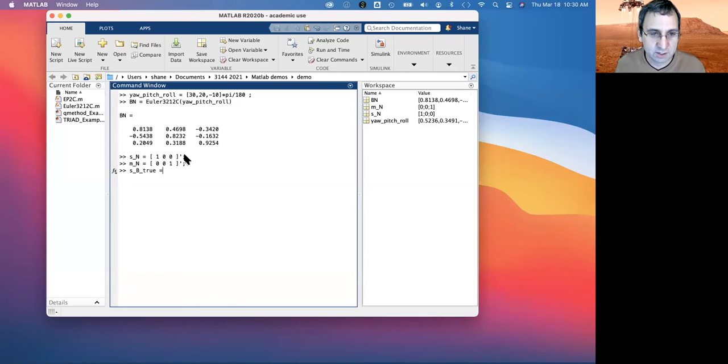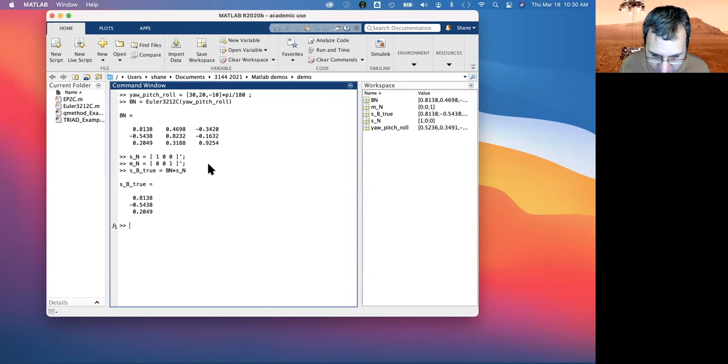The true body fixed direction of the sun is going to be exactly Bn times Sn. So if I do this, what do I get? I get that. That's true. I'm going to introduce a little bit of error because there's always going to be some error, about 1.5 degrees. So instead of using that as my SB, I'll say that with error, this is going to be something else. If we were doing this carefully, we'd say there's some random error of so many degrees, but this is just an example.